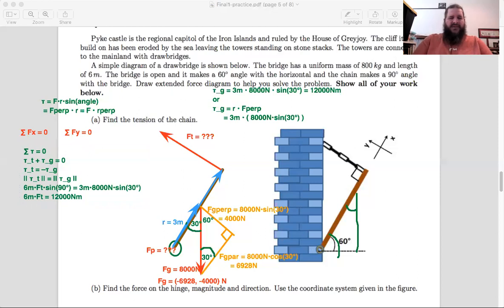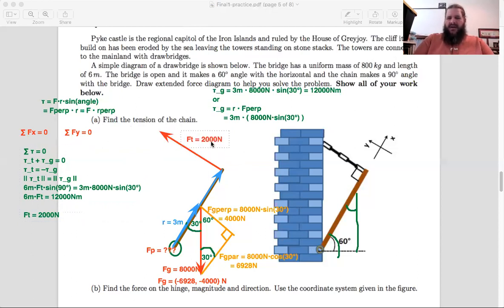And then what else do we still need to do to find a force of tension? Yeah, divide by 6 meters. We get force of tension is 12,000 over 6, which would be 2,000. Meters cancel out, so we get newtons. So that is the force of tension, 2,000 newtons.